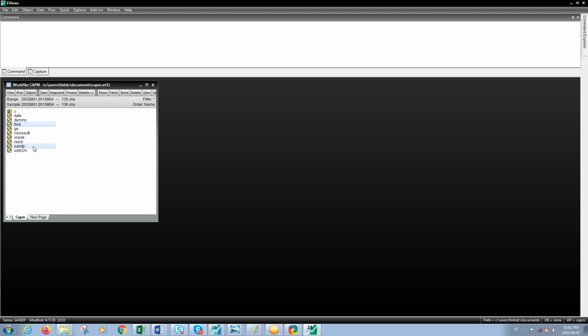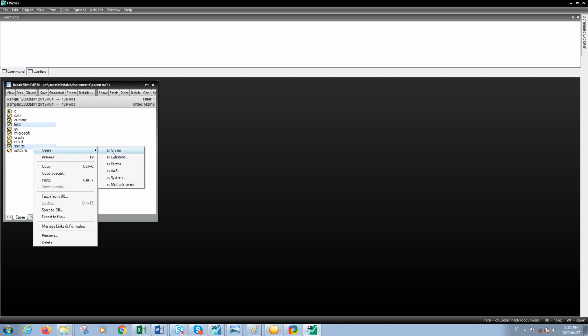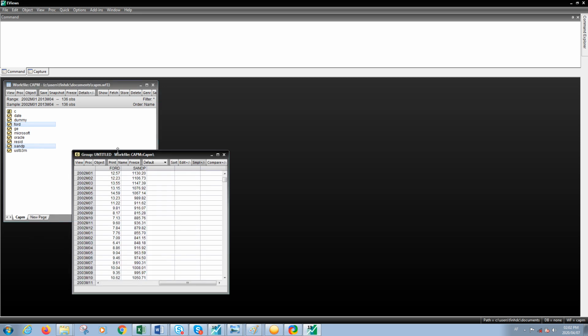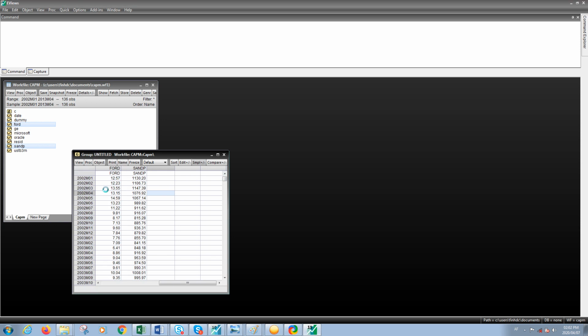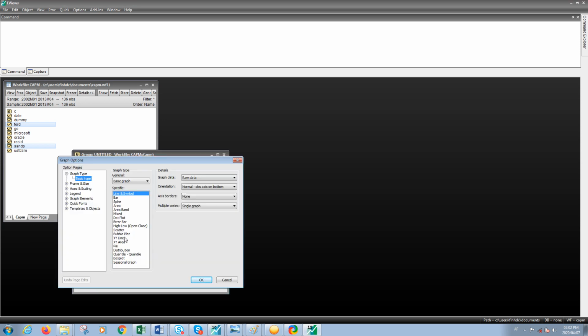And then you right click on one of the two that you've selected and you open it as a group. Remember, you want to plot them together, so you open it as a group, and there you see both the series, both for Ford and the S&P. Now you can plot both of them on one graph by going to view, within your group, view, graph. You want a scatter plot, so you click on scatter.